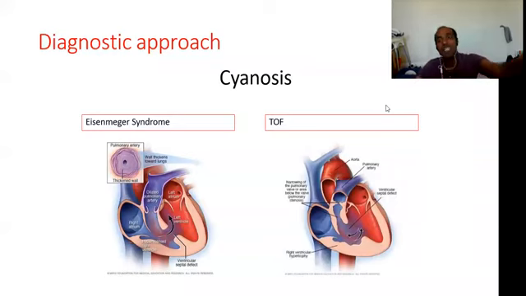So if you find a patient who is cyanosed, you find elevated JVP, second heart sound palpable with parasternal heave. If you like, you can auscultate, but basically you have already diagnosed Eisenmenger syndrome in that patient.